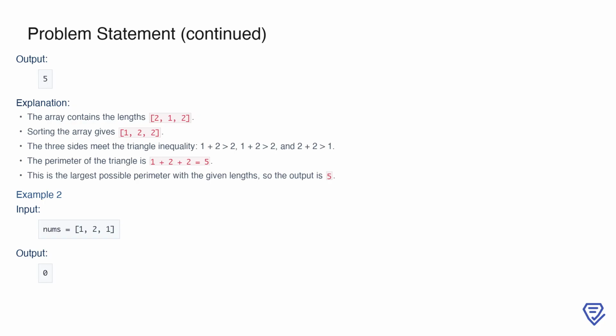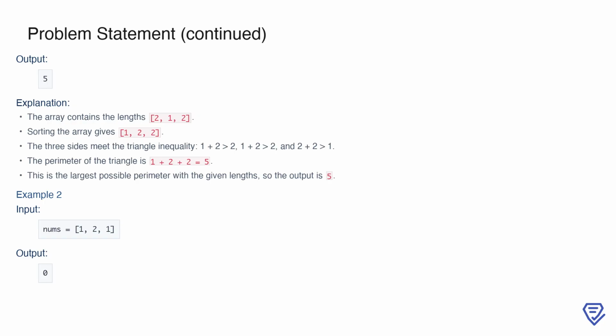Suppose the input array is nums equals 2, 1, 2. After sorting the array, we get 1, 2, 2. To check if a triangle can be formed, we verify the triangle inequality conditions: 1 plus 2 greater than 2, 1 plus 2 greater than 2, and 2 plus 2 greater than 1. Since all these conditions are satisfied, the 3 lengths can form a valid triangle. The perimeter of this triangle is calculated as 1 plus 2 plus 2, which equals 5. This is the largest possible perimeter we can achieve with the given lengths, so the output is 5.